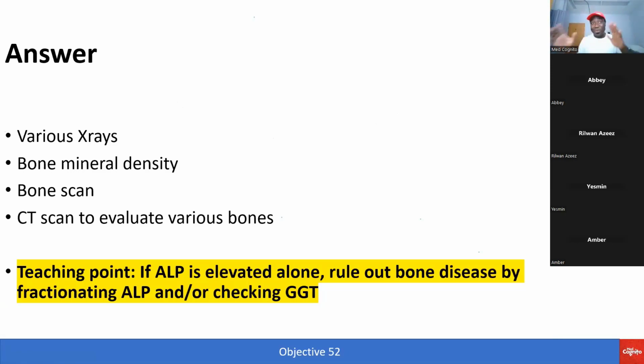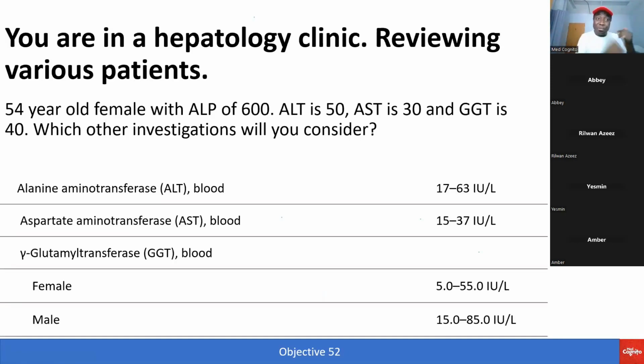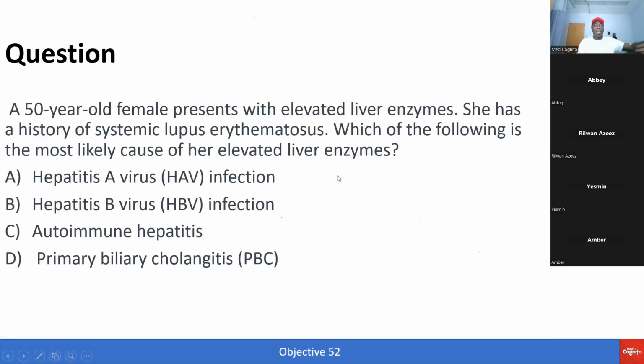So you see the various ways, because the question said 54-year-old, and somebody's talking about placenta. It can't be placenta. Why? 54-year-olds don't get pregnant. ALT is normal, AST is normal, GGT is normal. So that means it is not a liver disease, it's not a gallbladder disease. Are you following me? Therefore, it can only be a bone disease. Beautiful. So look at the way we are breaking things down.